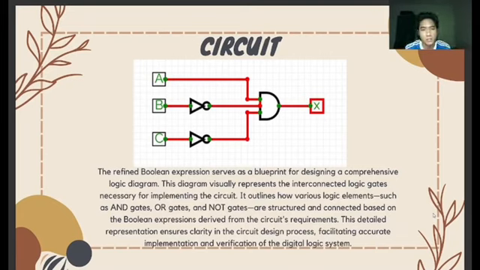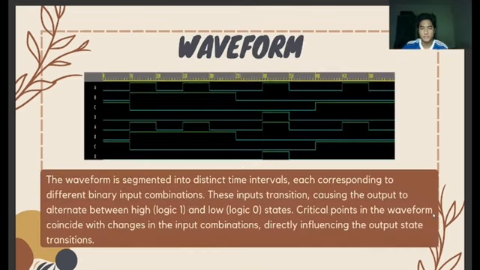This is the logic circuit. The refined Boolean expression serves as a blueprint for designing a comprehensive logic diagram. This diagram visually represents the interconnected logic gates necessary for implementing the circuit. It outlines how various logic elements, such as AND gates, OR gates and NOT gates, are structured and connected based on the Boolean expressions derived from the circuit's requirements. This detailed representation ensures clarity in the circuit design process, facilitating accurate implementation and verification of the digital logic system.